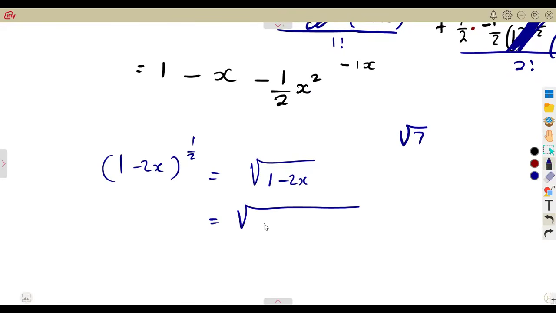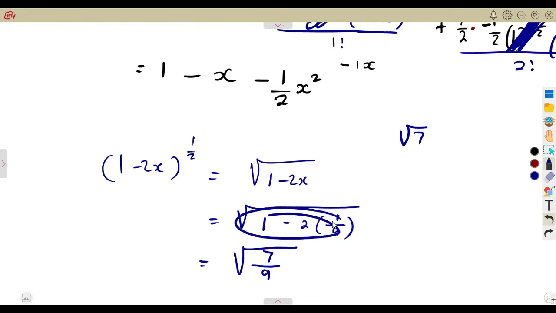The square root of 1 minus 2 times x, which is 1 over 9. You were going to obtain the square root of 7 over 9, like this. This is what you're going to have. Like, if you simplify this, it was going to give you 7 over 9. So as we can see from this, we cannot determine the square root of 7. We do not know the square root of 7.